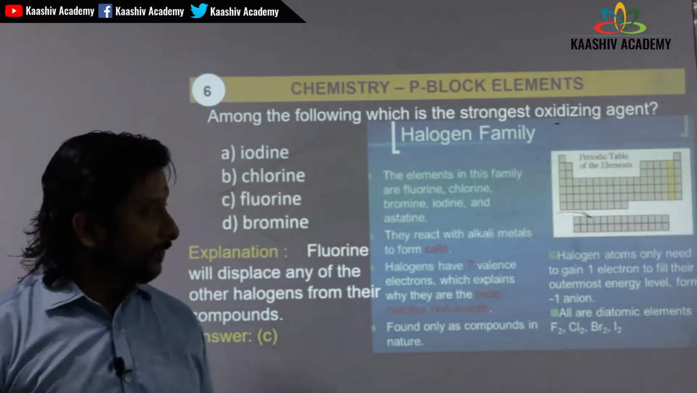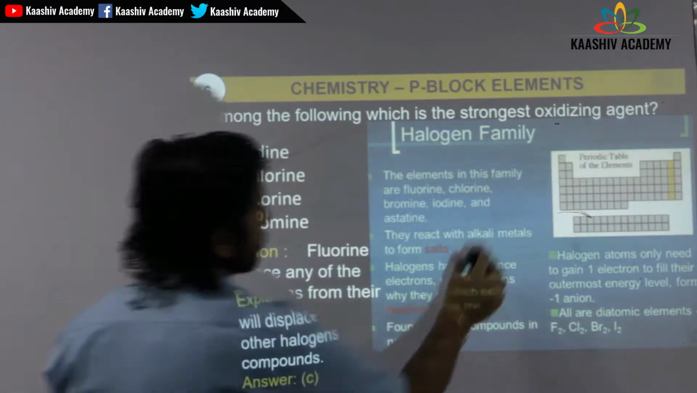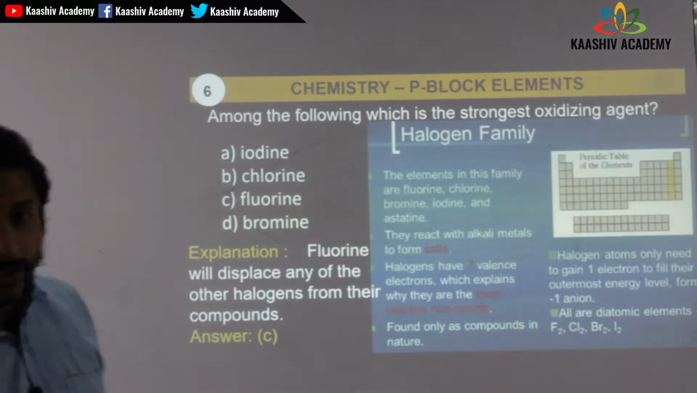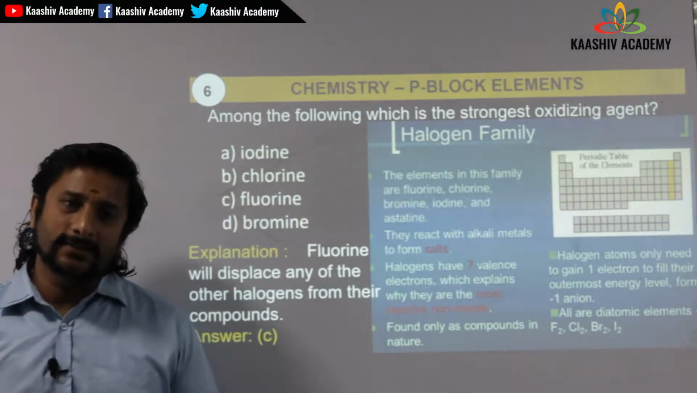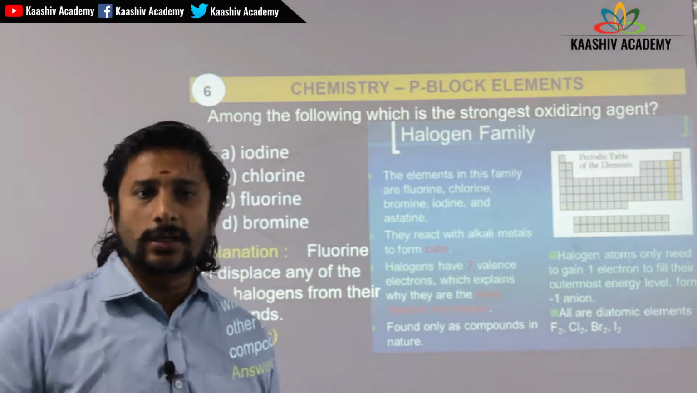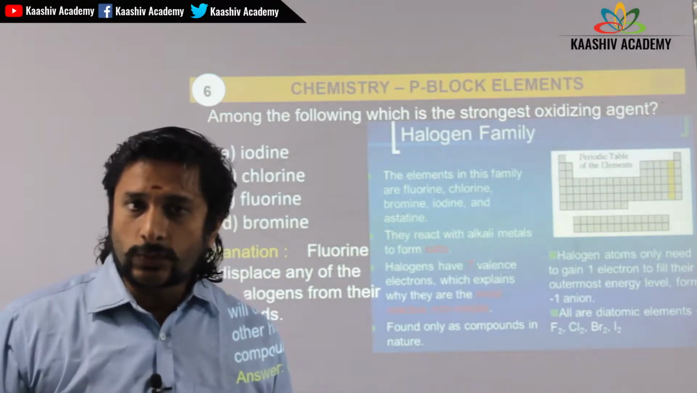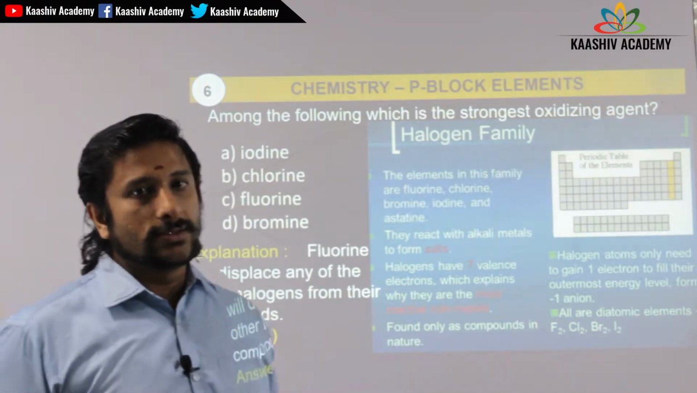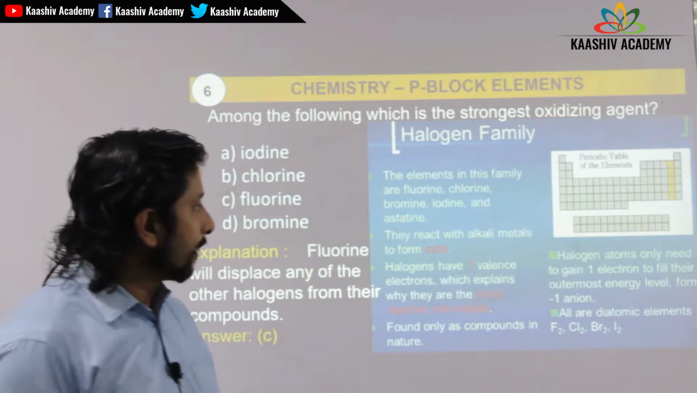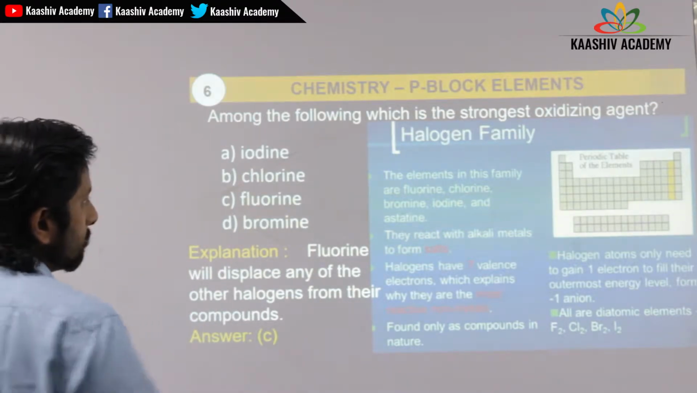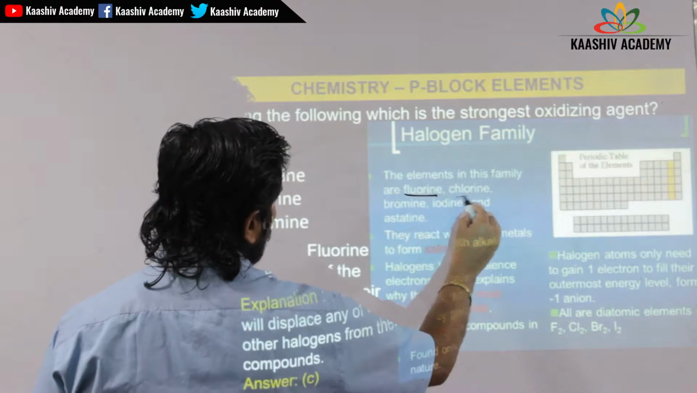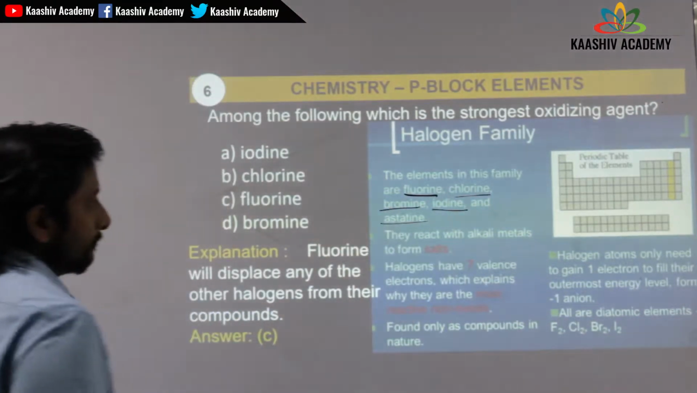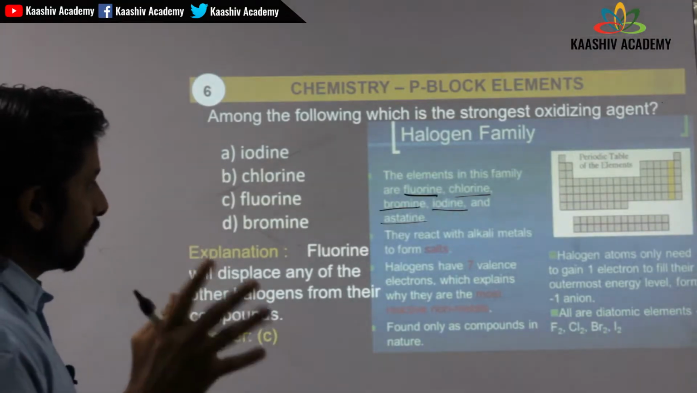Let's move on to a very different area, that's halogens. Before going to the question, let's talk about halogens. What is a halogen? Halogens are elements which, when they react with other elements, form salt. The other name of halogen is salt formers. The halogens are fluorine, chlorine, bromine, iodine and astatine. So these are the 5 elements available.